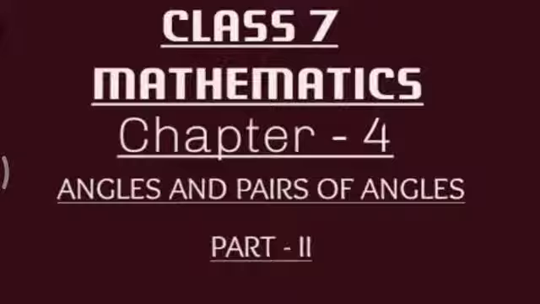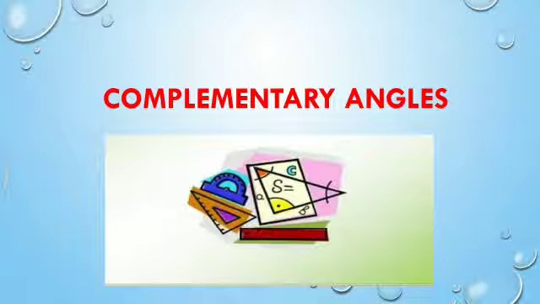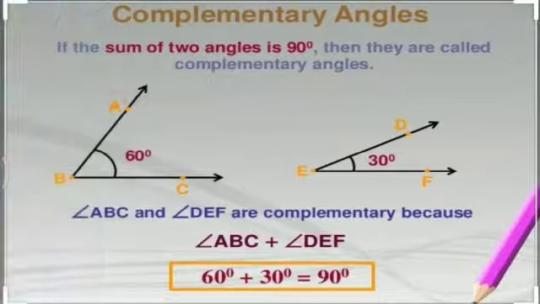Now, this is the second part of your chapter. So, today we will see what are complementary angles. Now, let's see what are complementary angles. Whenever the sum of two angles is 90 degrees, those angles are known as complementary angles.